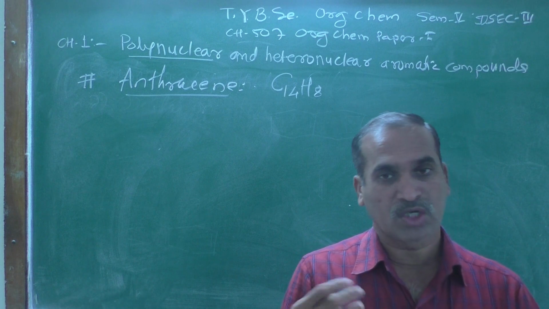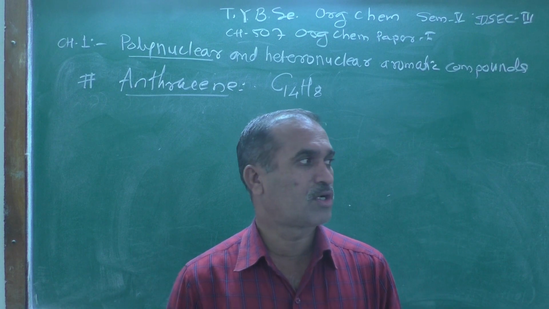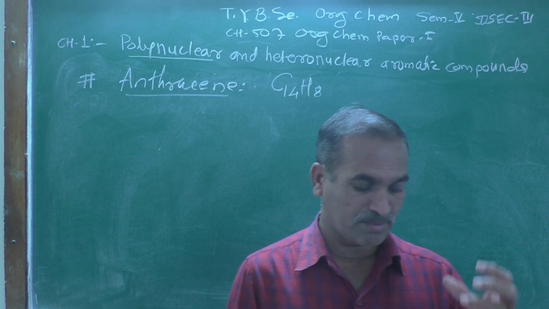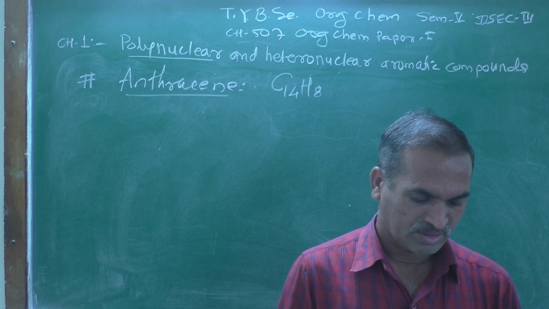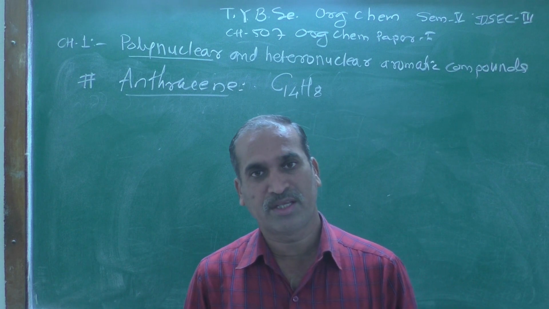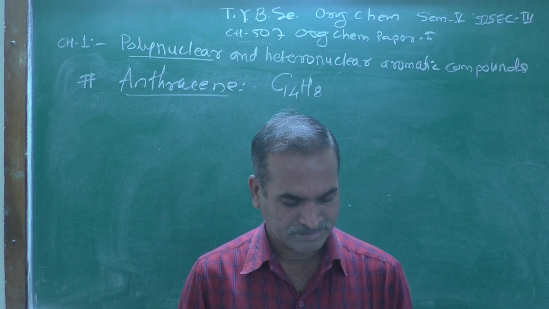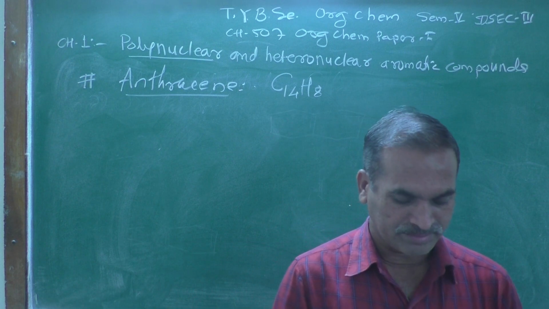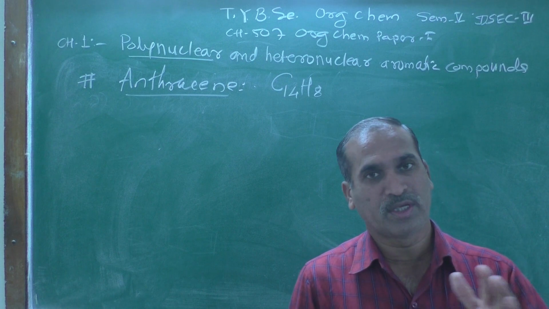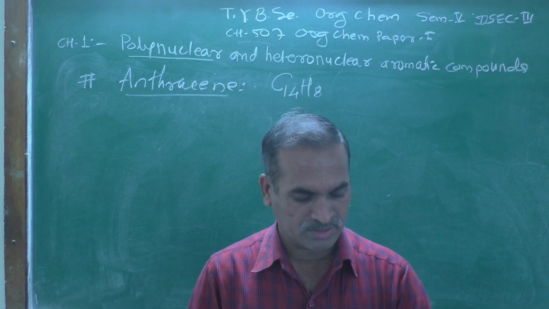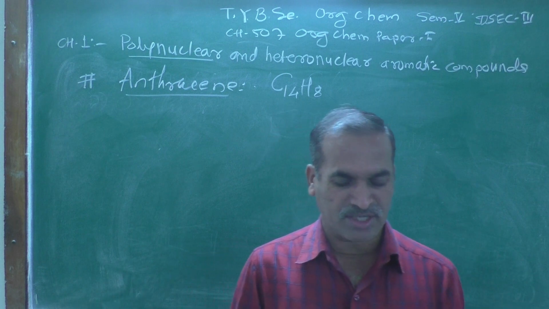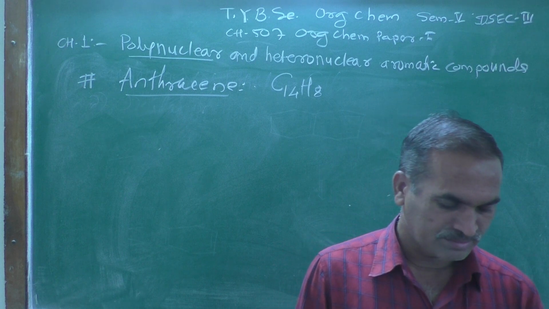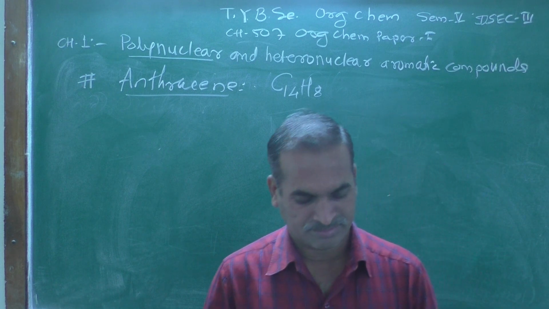Now let us see the occurrence, where it occurs. Anthracene is also present in coal tar, a mixture of organic substances formed when coal is converted into coke by heating at a high temperature, about 1000 degrees centigrade, in the absence of air.